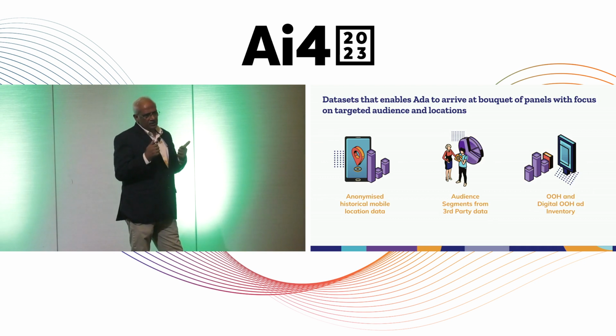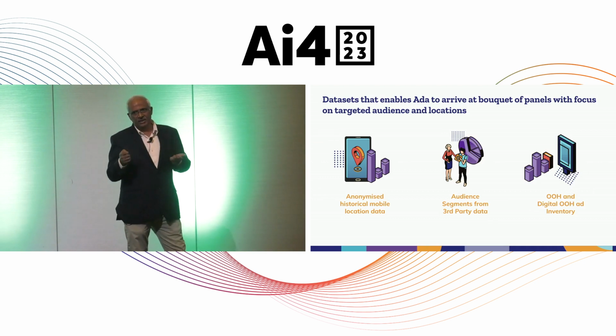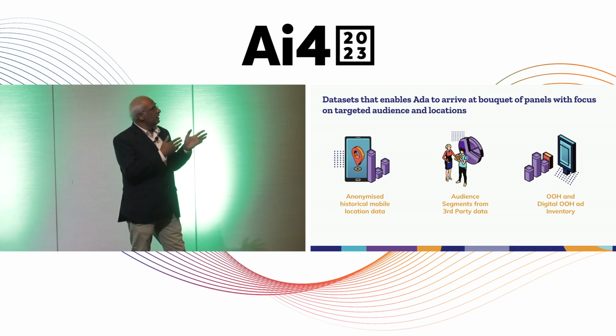Each individual would have given consent for his mobile to be tracked, and we don't know who the person is, but broadly we know that he has given the consent to be tracked. Based on that, we try to understand his preferences. And that's how we target a particular campaign to a particular client. And then the audience segments from a third party. There are third parties who sell information. We marry this third party data with this anonymous historical data to bring a better customer experience.